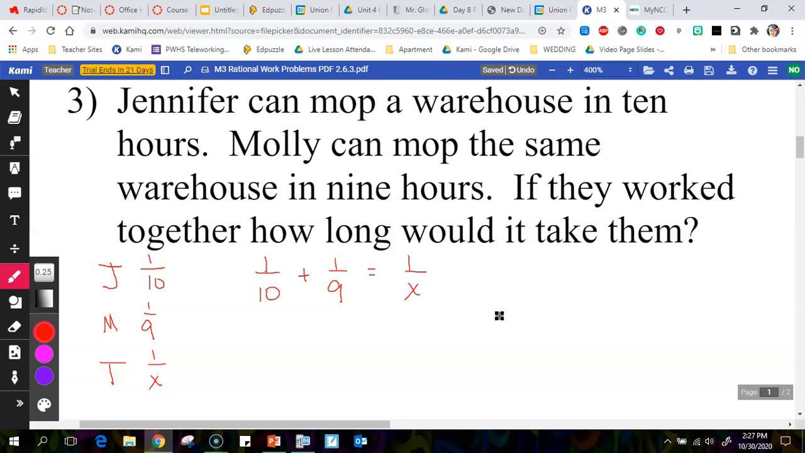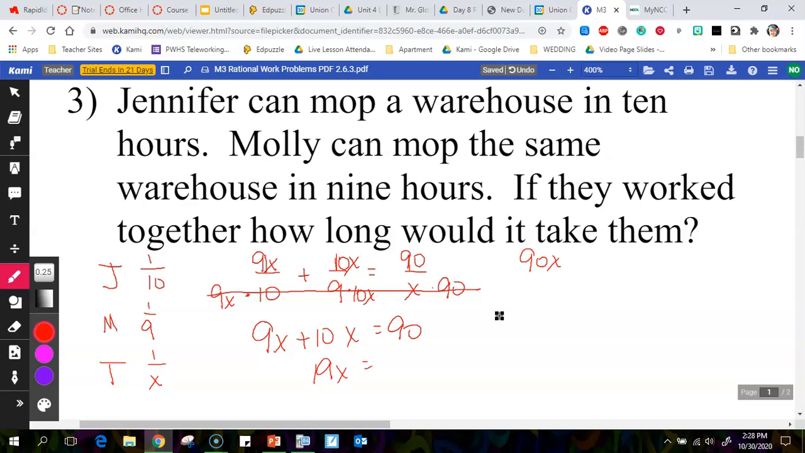What's the LCD here? I think it's got to be 90x. What do I do to 10 to get 90x? I multiply times 9x, so this one is replaced with a 9x because it's 1 times 9x. What do I do to 9 to get 90x? Times 10x. And then times 90 here. Let's see, what's my decimal here? 4.74. And it was hours.